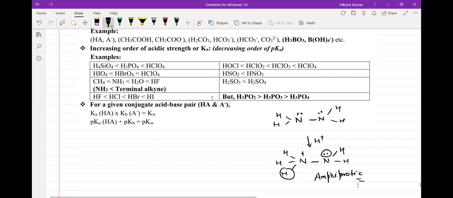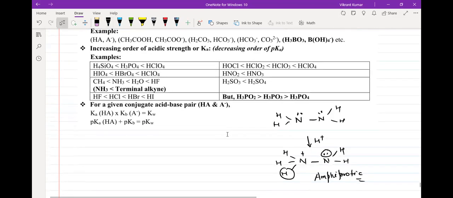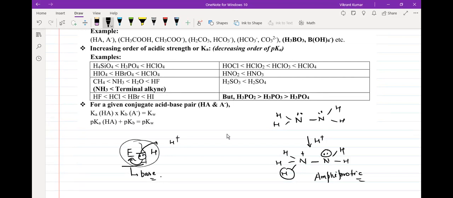Okay. The third point was the conjugate acid base pair. If I have removed H plus from some acid, what does removing H plus mean? I removed a vacant orbital. There was some bond between H and some element, and I have removed H plus. So I have left the lone pair with the element. That means the remaining part has a lone pair, so it can act as a base.